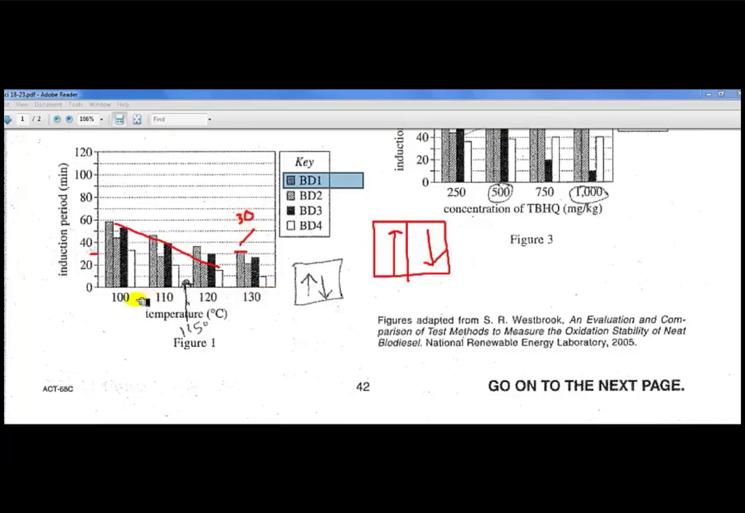Now let's go down to 100 and look for the same thing. You see here we're roughly at 60. The difference between 60 and 30 is 30 degrees. 30 degrees, what happened between 100 and 130? Well, we went from 60 minutes down to 30 minutes. 100 to 130. So 30 degrees equals 30 minutes.